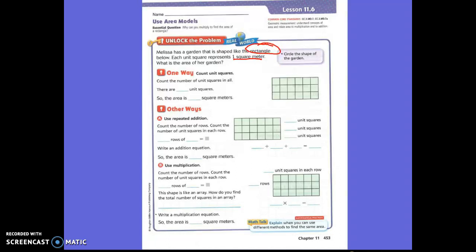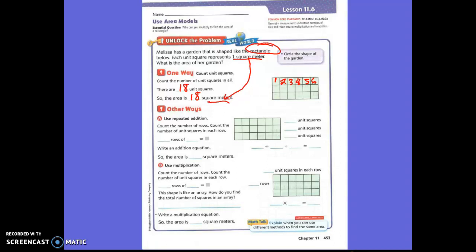Now, it says count the number of unit squares in all. Okay, so we can just count them. Write your numbers inside and count them. Go ahead. Okay, how many squares were there? 18. Okay, you counted to 18 unit squares, but we don't call them unit squares here. We're going to say that the area is square meters. 18 first. You got to write in the 18. And then, yes, square meters, because that's what they're saying that the garden is in meters.